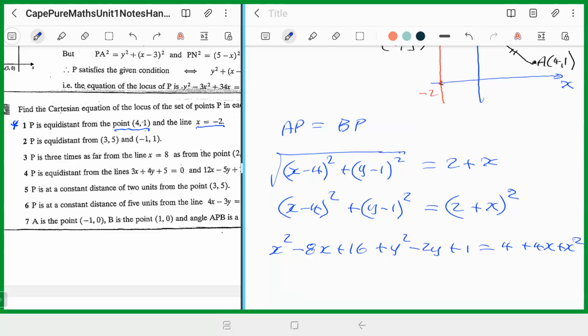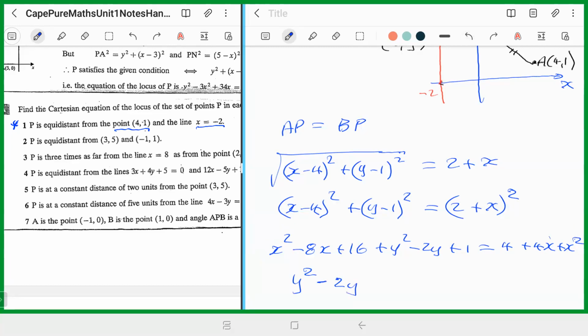Then I'm simplifying now. Let's transpose everything over this side. So this x squared eliminates that x squared. So the x squared is again gone. This is the only y squared term in there. I'm going to write it down first: y squared. This is the only y value in there, that's minus 2y. In terms of the x values now, the x squared is gone, right? x squared eliminates x squared.